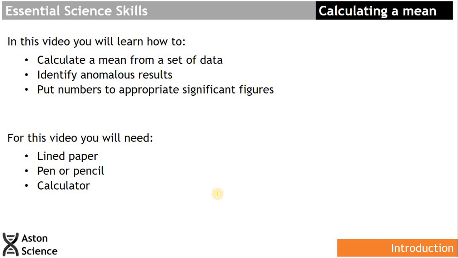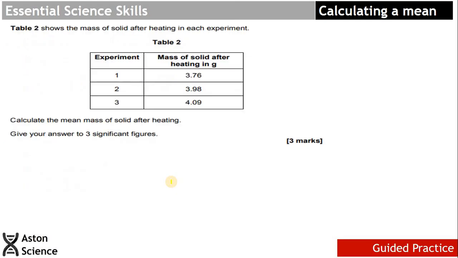This is an essential science skills video looking at calculating a mean. In this video you'll learn how to calculate a mean from a set of data. You'll look at identifying anomalous results and putting numbers to an appropriate number of significant figures. For this video you're going to need some lined paper, pen and pencil and a calculator.